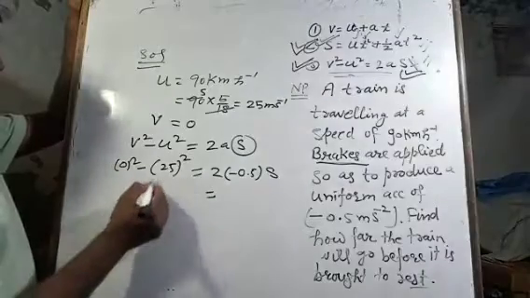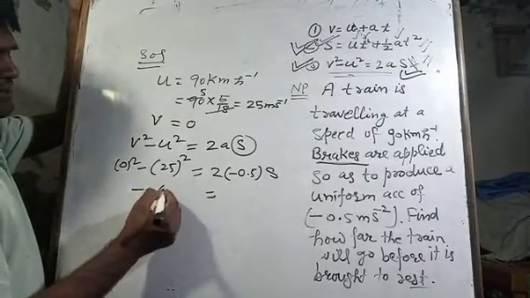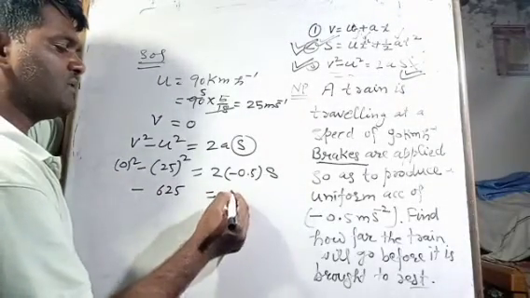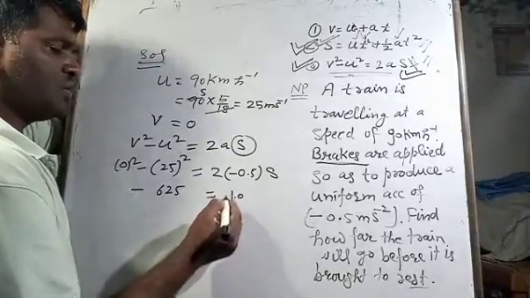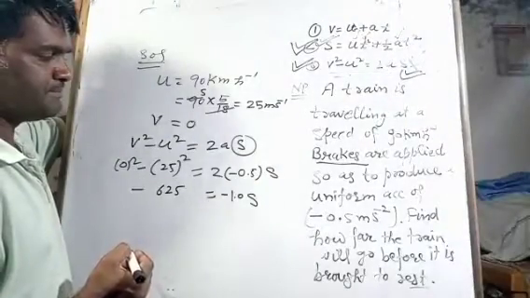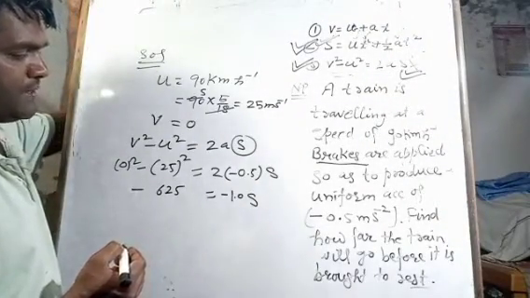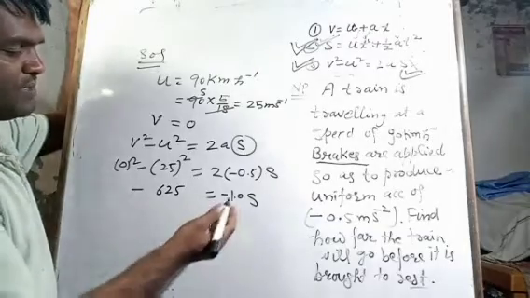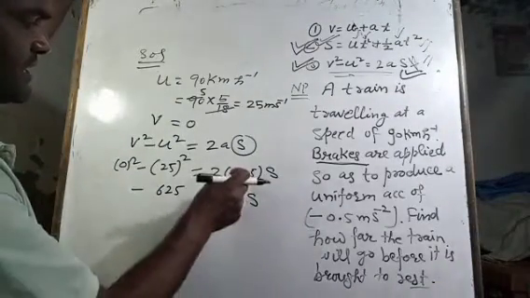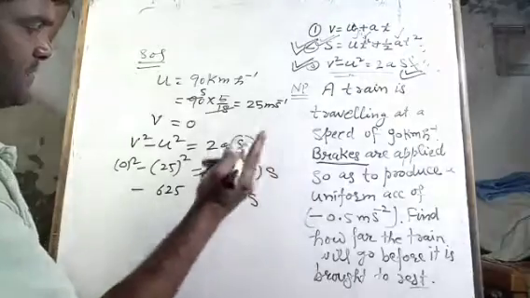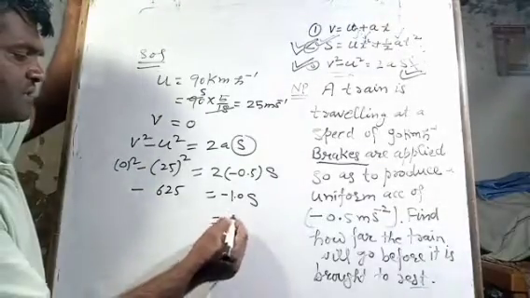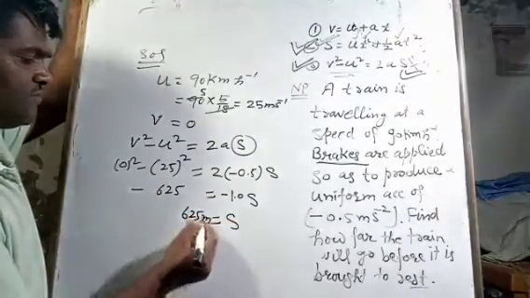Hence, my dear student, it will be 25 into 25, it will be 625 with negative sign, and it will be 2 into 0.5, it will be 1.0 with negative sign into s. Or simply you can say that 1 will be there. Means it is half, and half into 2 will give us 1. So minus will cancel out minus, hence it will be 625 meter.